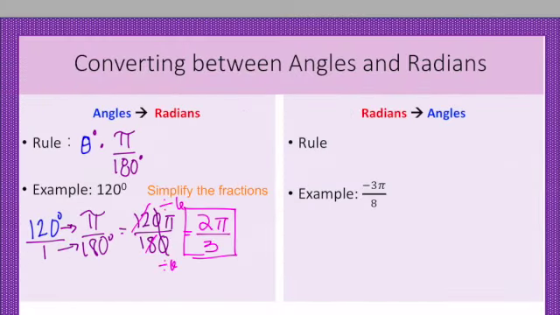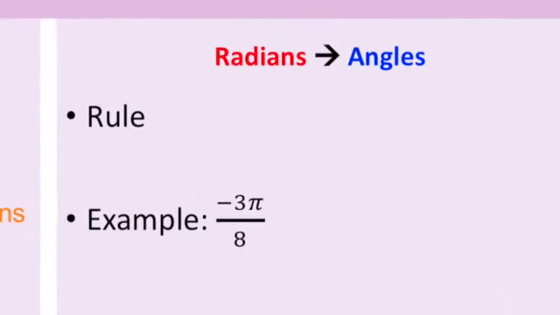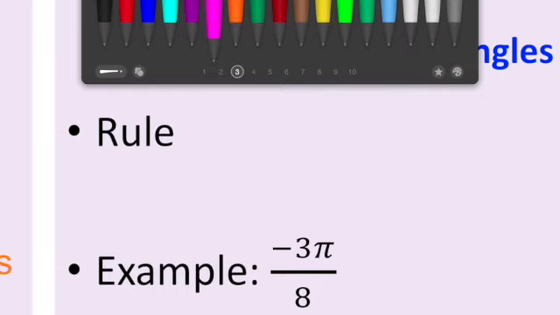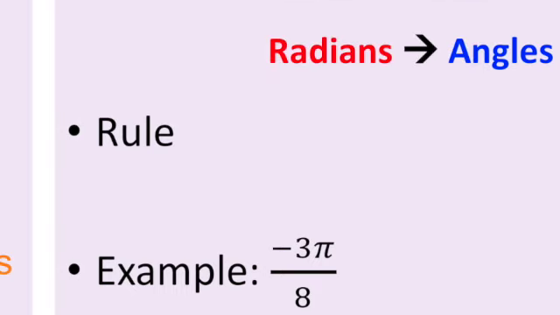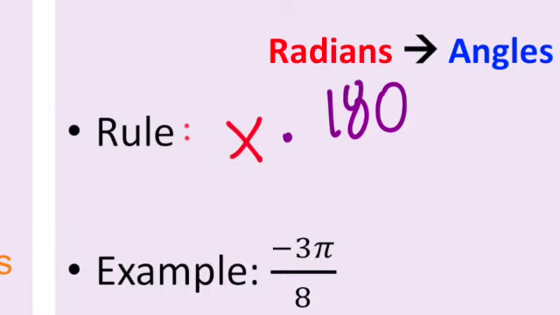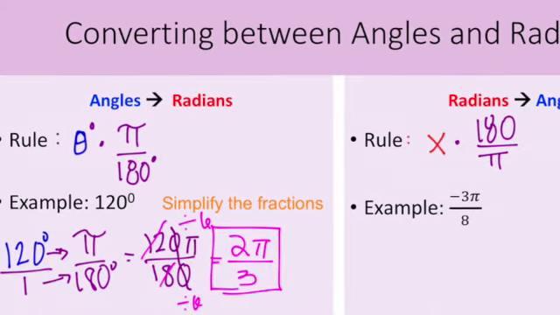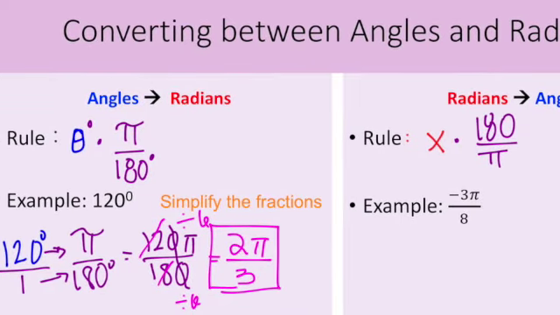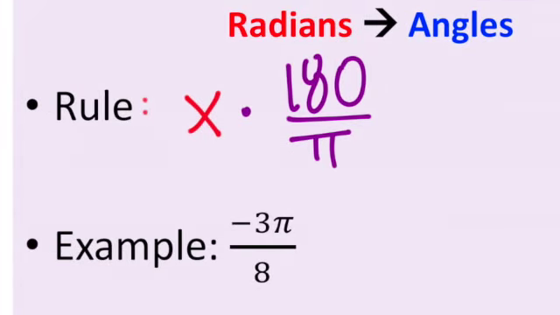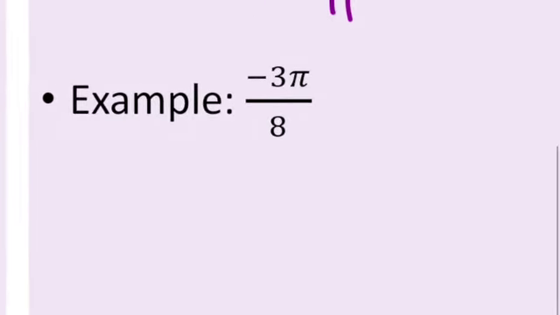Now let's convert radians to angles. My rule here is that if I'm given a radian, typically denoted by x, then I'm going to multiply it by the conversion factor 180 over pi. Notice how it is very similar to the conversion factor of angles to radians. It is just a reciprocal. The reason why I have pi in the denominator is because I want the pi to cancel out with the pi in the radian. So let's see how that's going to look, right?